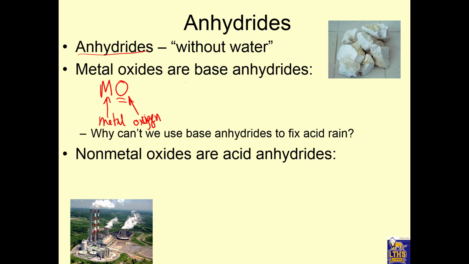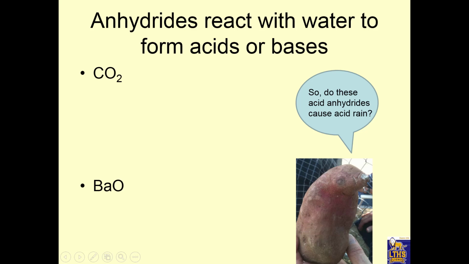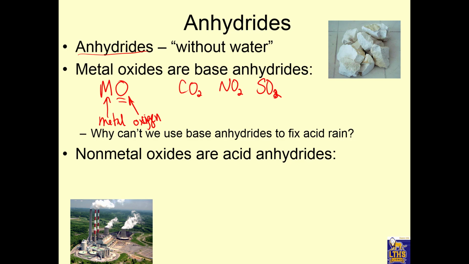And so non-metal oxides, we'll give some examples: CO2, NO2, SO3. And we'll just go with SO2, all right? What they do is they react with water to form an acidic solution. And so these oxides can cause acid rain because these are all pollutants that come from factories and cars and other stuff.